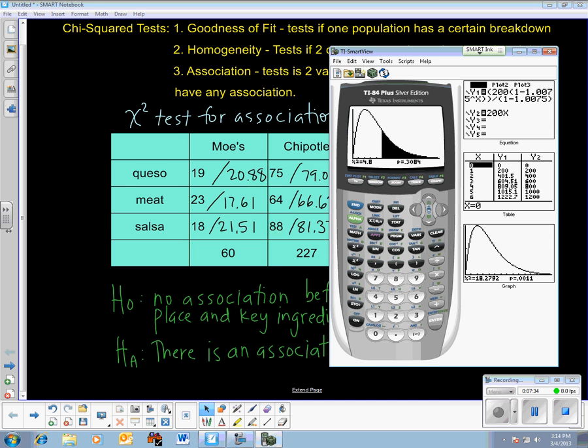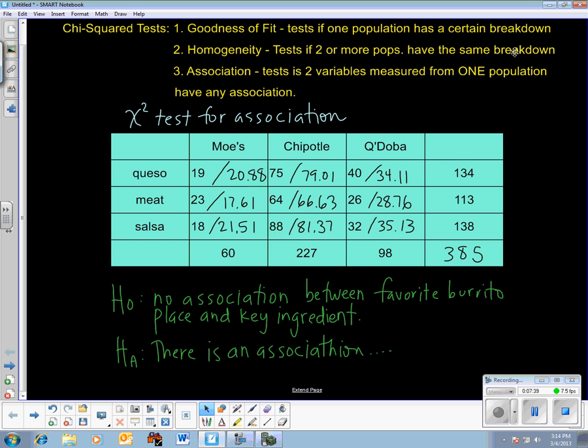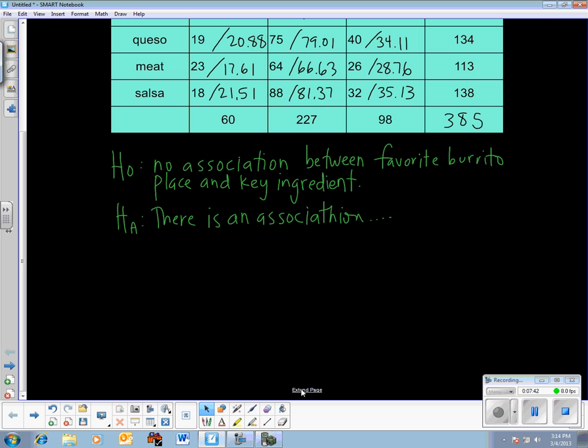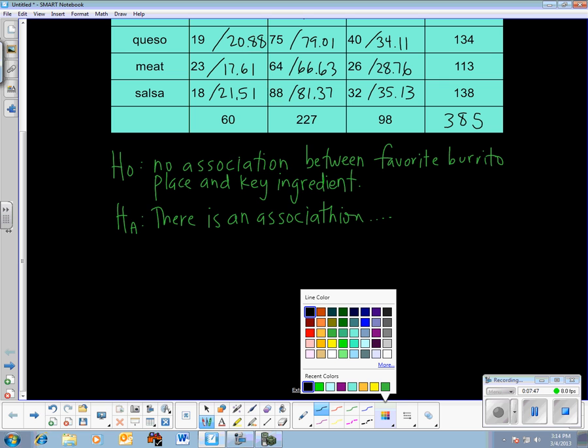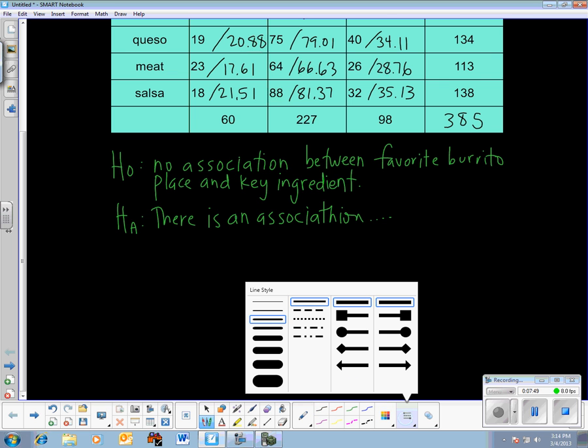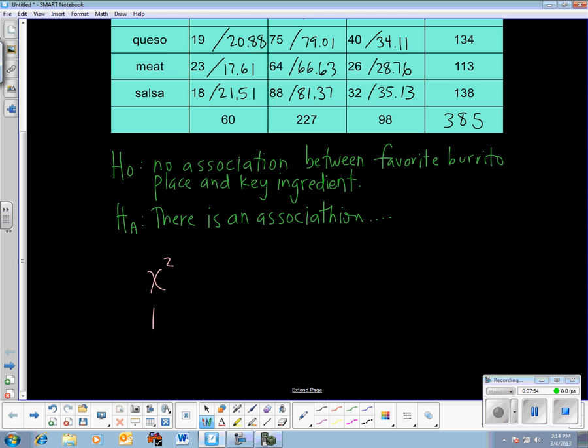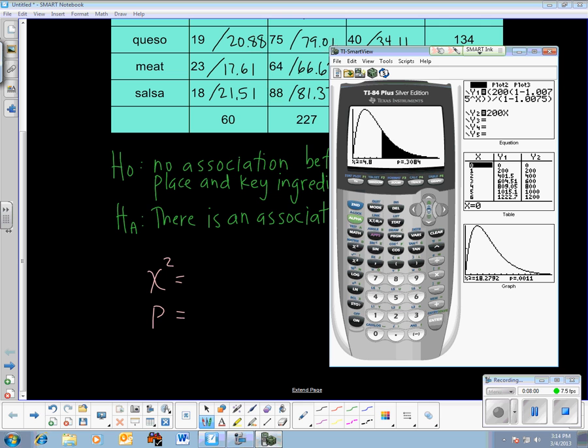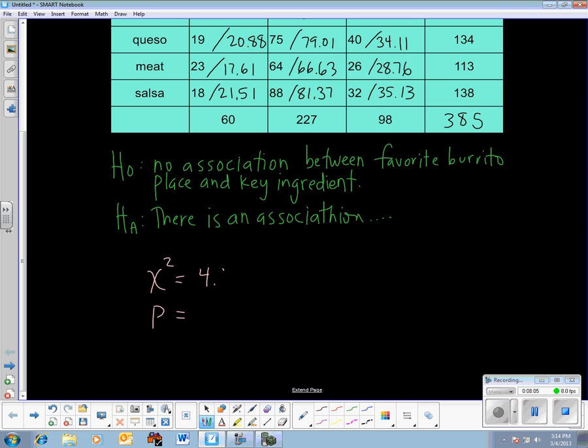So what does that mean? That p-value is interpreted the same way it always has. The steps of our test are the same. We do our hypotheses, which are here. We do our conditions, which, like I said, we're kind of omitting for the time being, but they're still important. We carry out the test, and this test gave us a chi-squared value and a p-value of 4.8 and 0.3084. And then you make your conclusions.